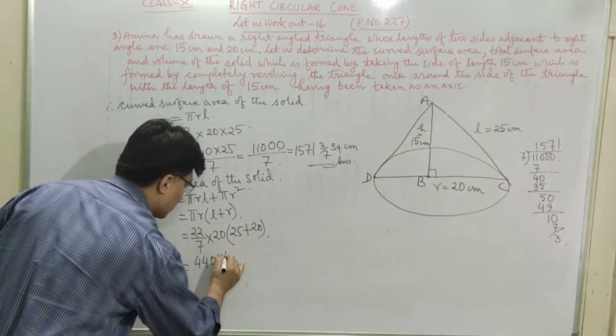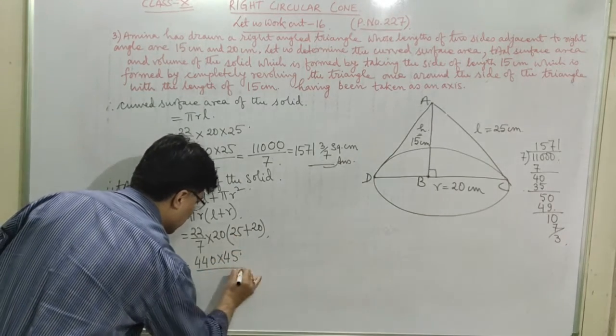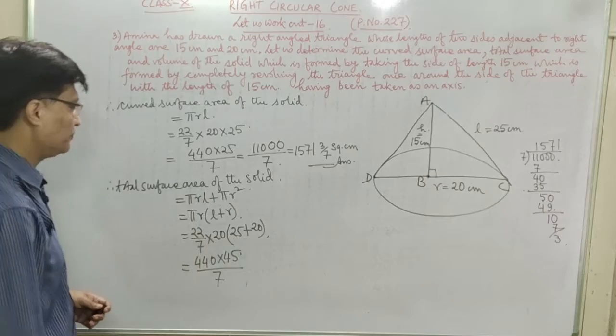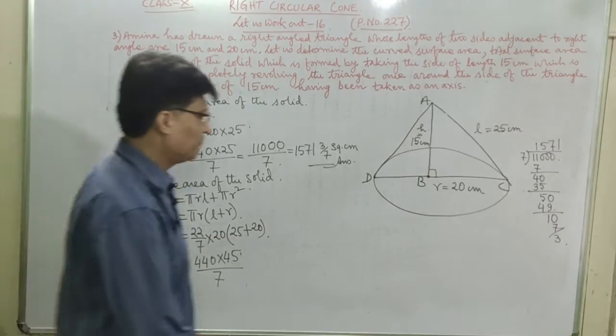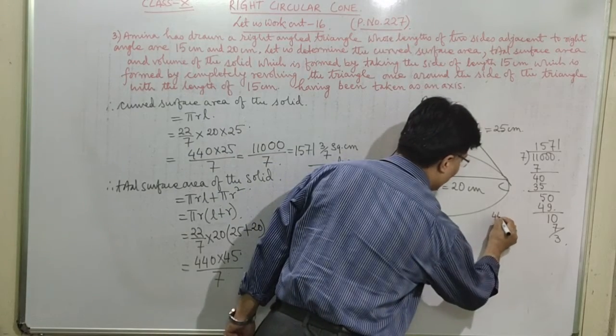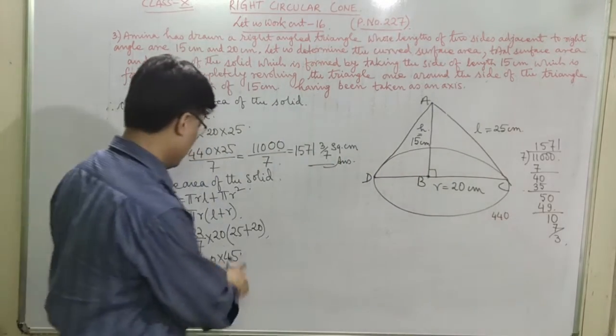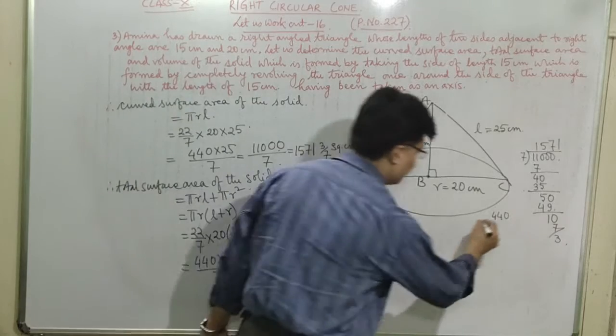So it is equal to, you can multiply 22 into 20, that is 440, into 45 divided by 7. So let us multiply 440 by 45.